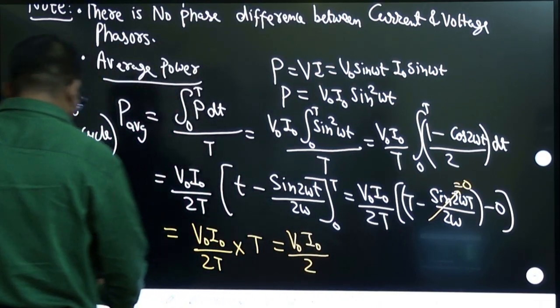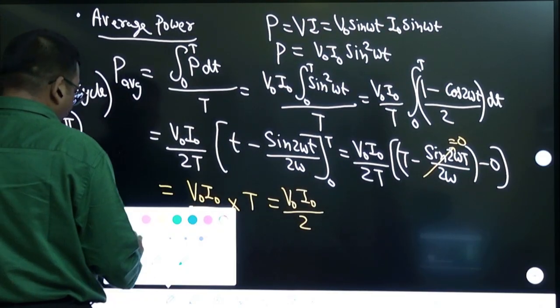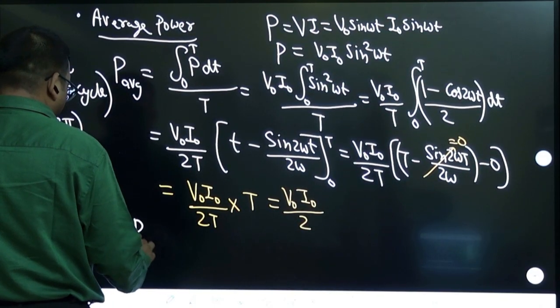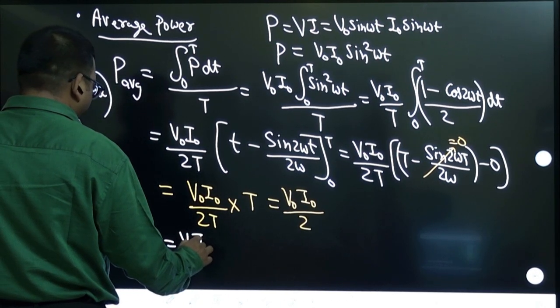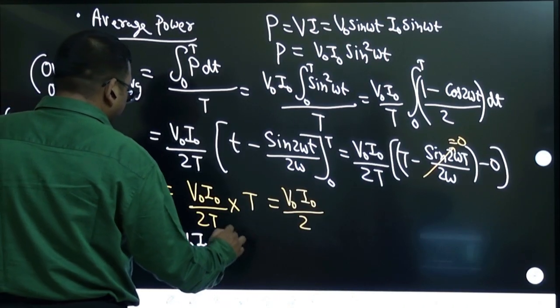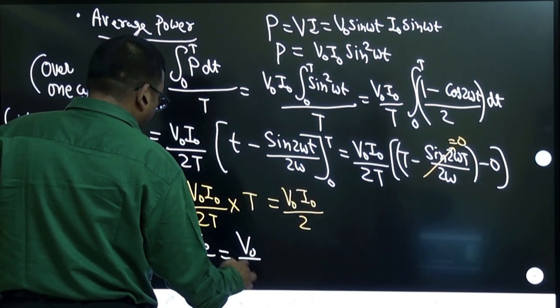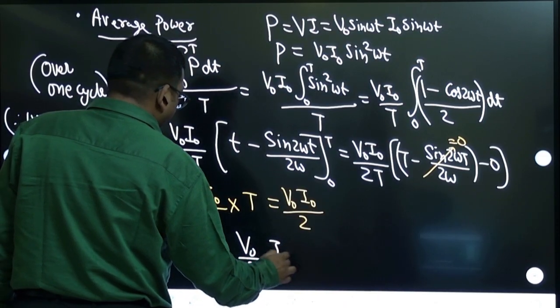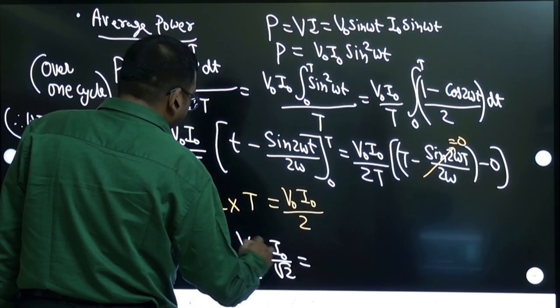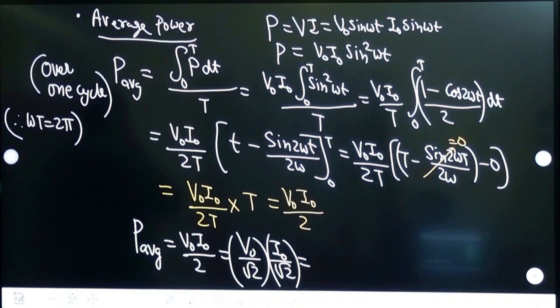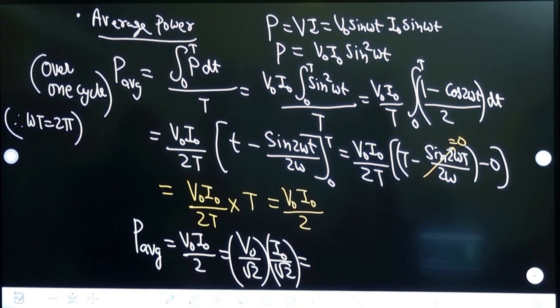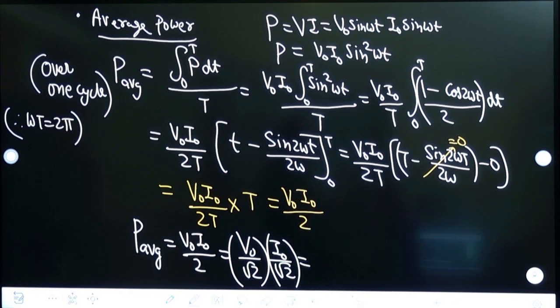So this we have to remember, that the average power over one cycle is V naught I naught by 2, which can also be written as V naught by root 2 into I naught by root 2. This you know what it is called. What is V naught by root 2?